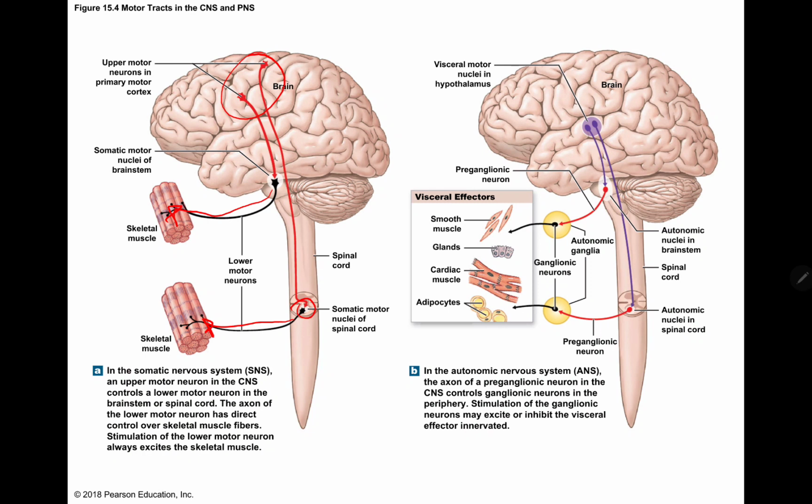In our visceral motor nuclei in the hypothalamus, we have the upper motor neuron there, and again, we can have a second, or lower, motor neuron coming from the brainstem that's going to synapse, or we can have a second motor neuron from the spinal cord that's going to synapse with a visceral effector.